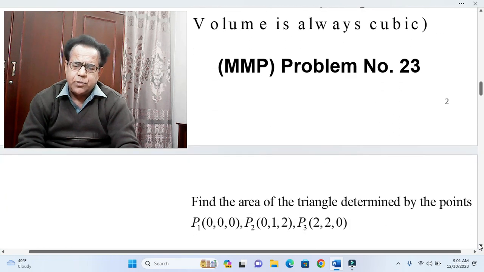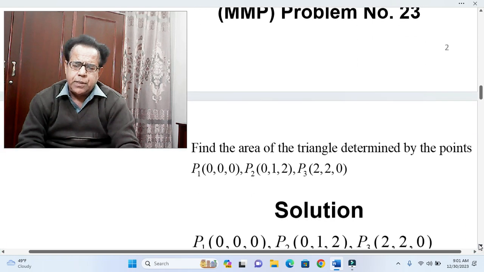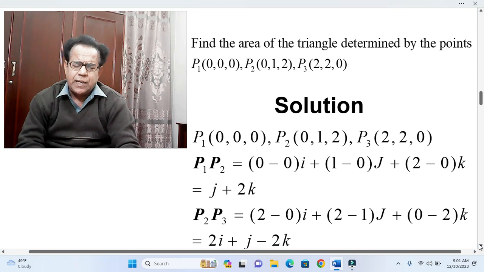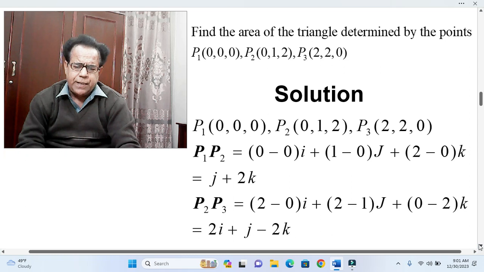Now we are coming towards problem number 23. Now we will not waste so much time. We will deal with this problem in a rapid manner.